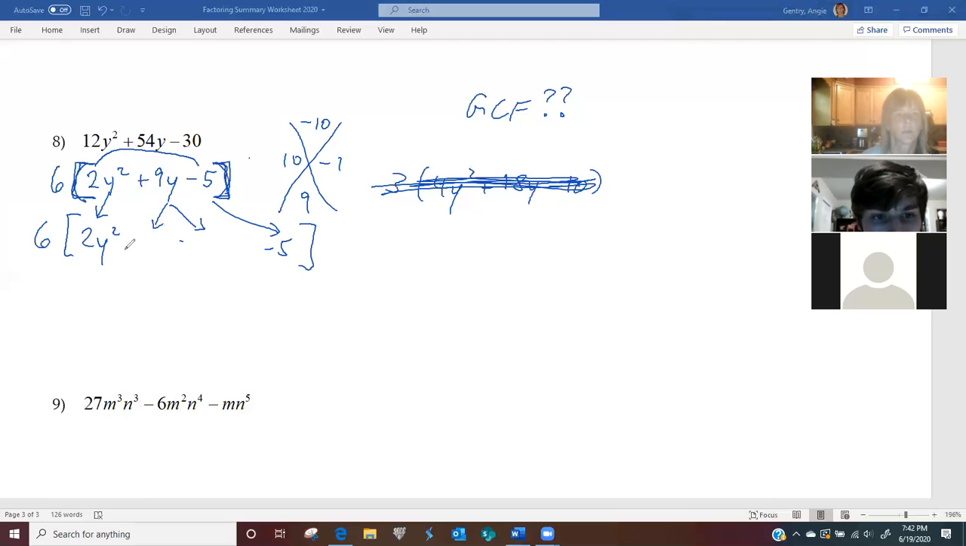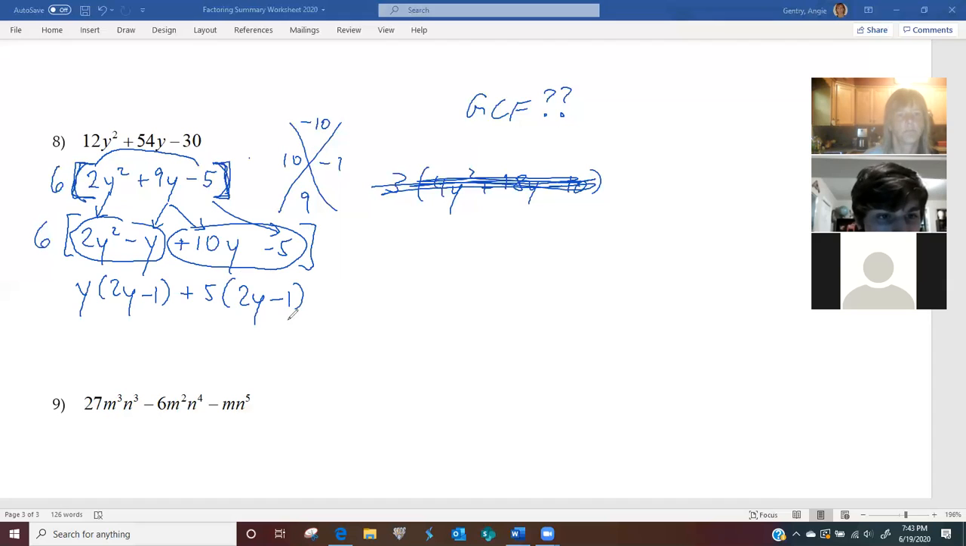I'm going to put, don't hate me, but I'm going to put the -y first. I want that 10 near the 5, but it doesn't matter. It'll work either way. -y plus 10y, or -1y, right, is 9y, true. Double check your signs. And then you double bubble this. And then you're going to say y times 2y minus 1 plus 5 times 2y minus 1. Don't forget the 6, you see.